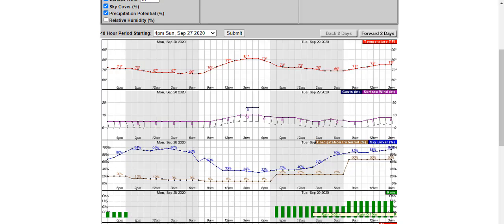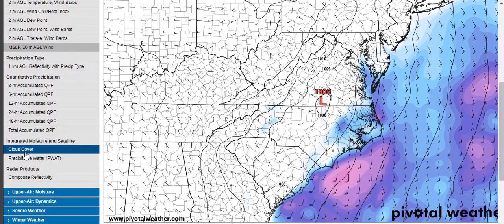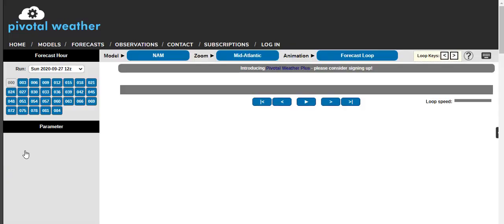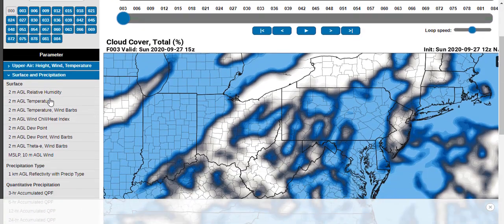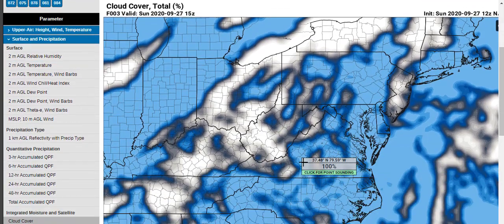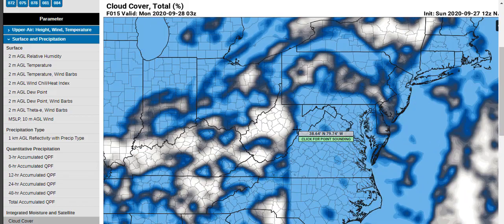Here's something that you'll really like about Pivotal Weather. You have a cloud cover tab here. So click on cloud cover, right? And if you move your mouse over, you can see the percentage of cloud cover. So 100% would be totally overcast, and then 0 would be clear skies. And then in between, you could say scattered clouds, few clouds, and so on and so forth.